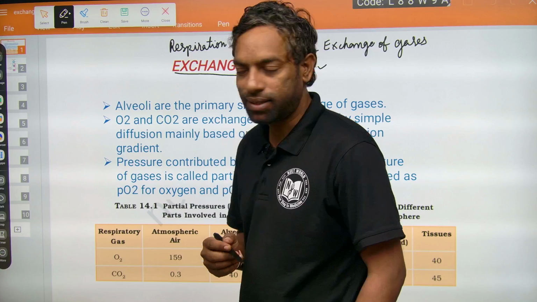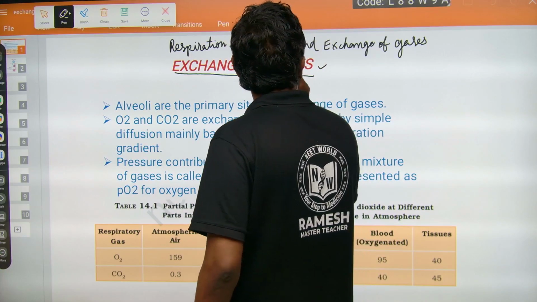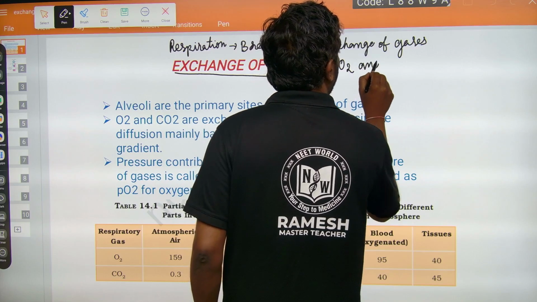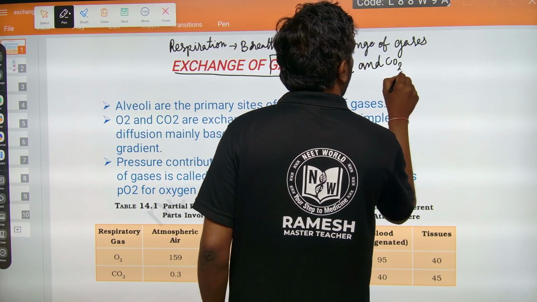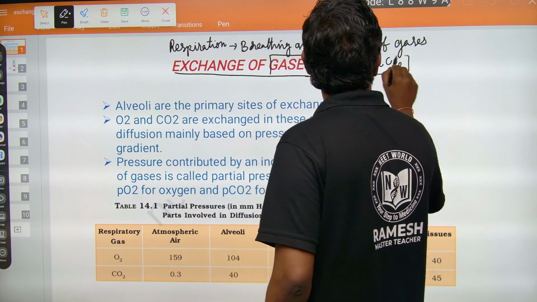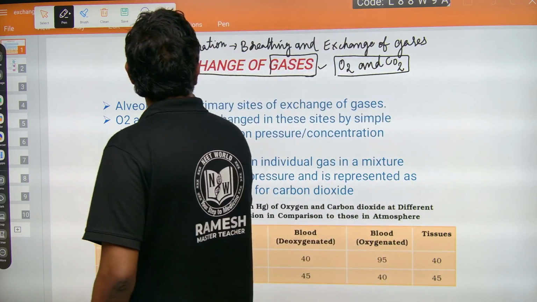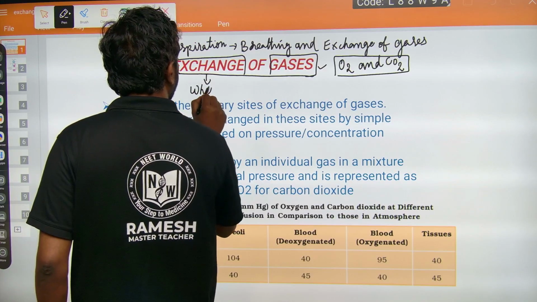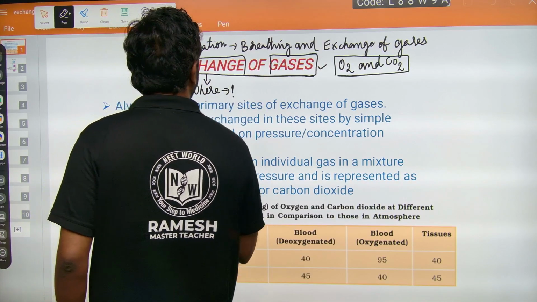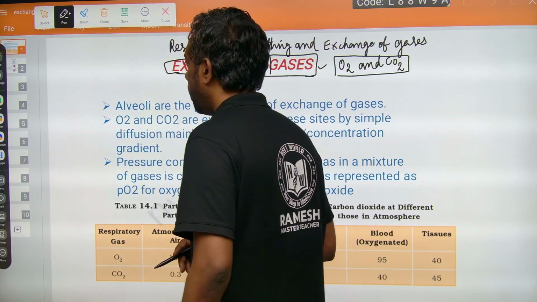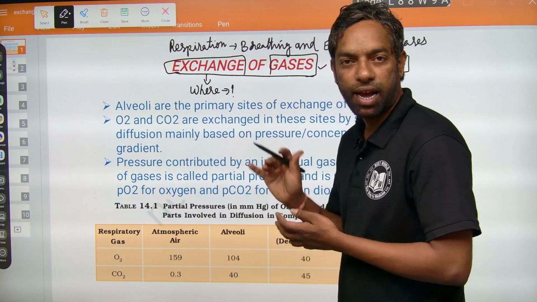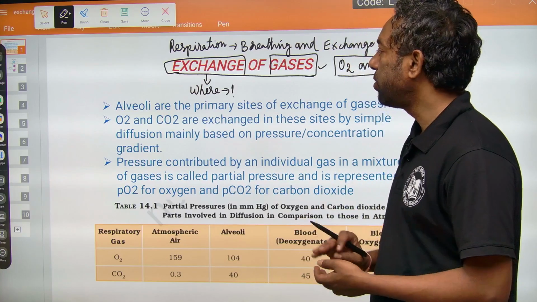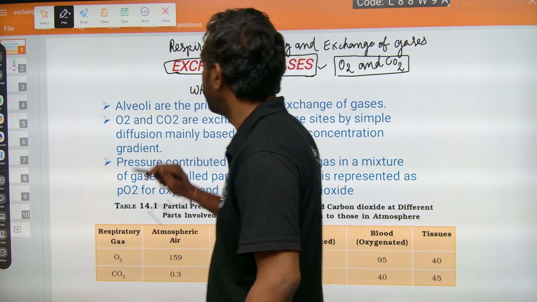What are the gases involved here? That is oxygen and carbon dioxide. Oxygen and carbon dioxide are the gases exchanged between the mediums where they can exchange. From where to where do the gases exchange? The gases are oxygen and carbon dioxide. We are going to discuss exchange of gases in today's class.